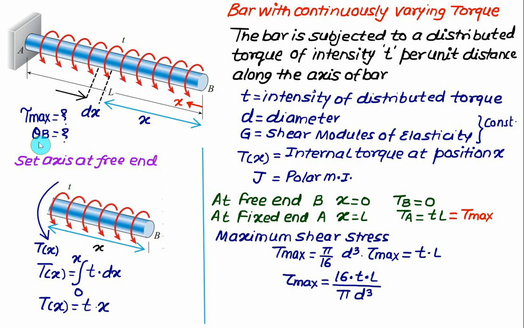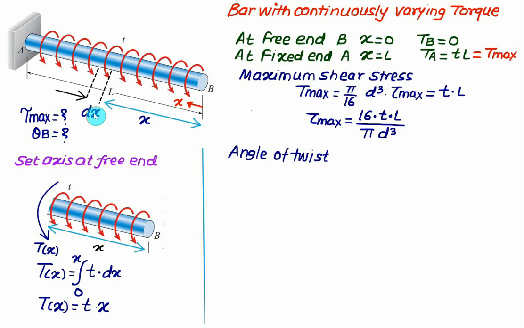Next we have to find the value of theta b. Theta b again we can find for this small element, that is, we'll find d theta first, and then we'll integrate from x equal to 0 to x equal to L. So the angle of twist at the given element will be d theta, which is equal to the torque, so we write the torque Tx multiplied by the length of the given section dx, divided by J, the polar moment of inertia, multiplied by G, the modulus of rigidity. And to find the total angle of twist, we'll just integrate d theta. So let's substitute here first.